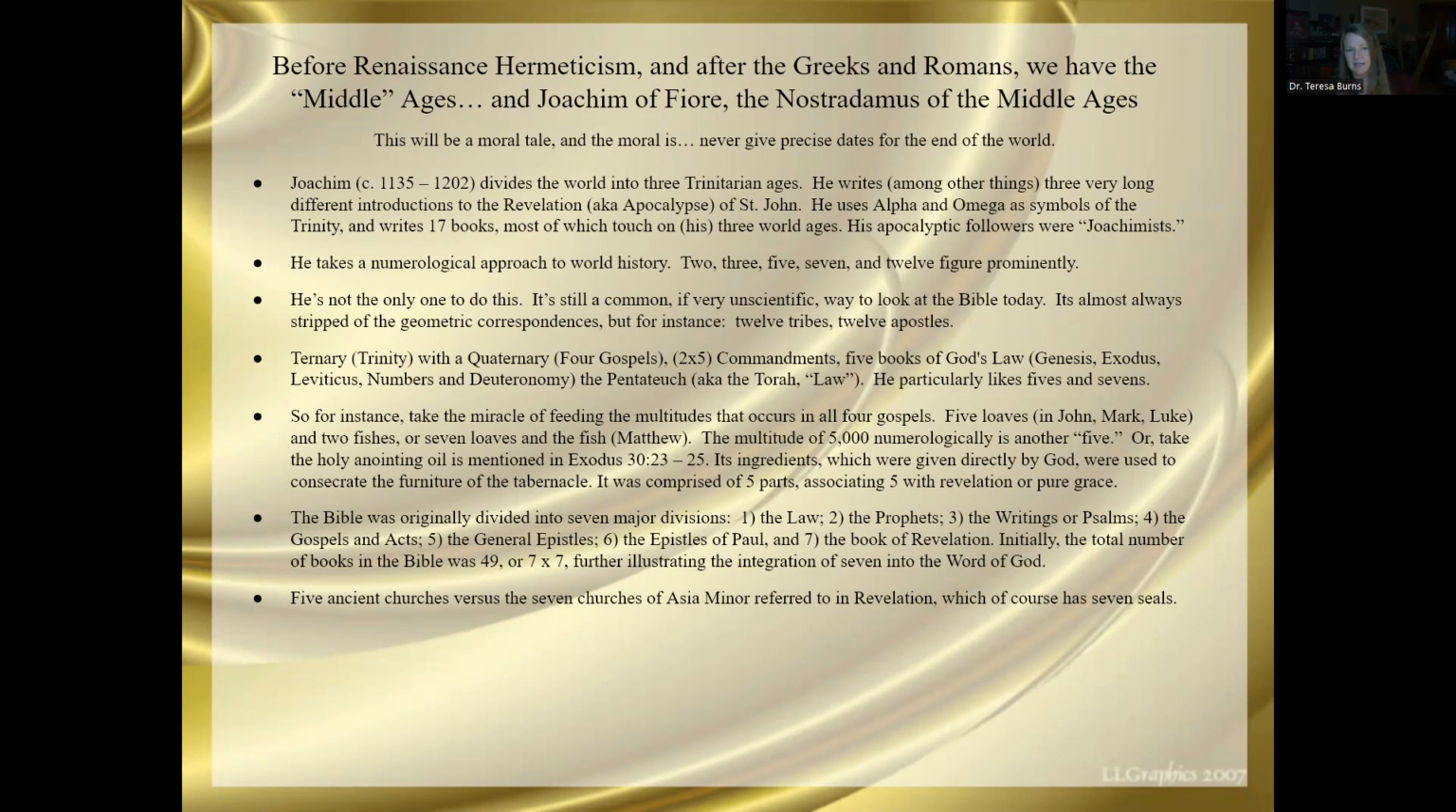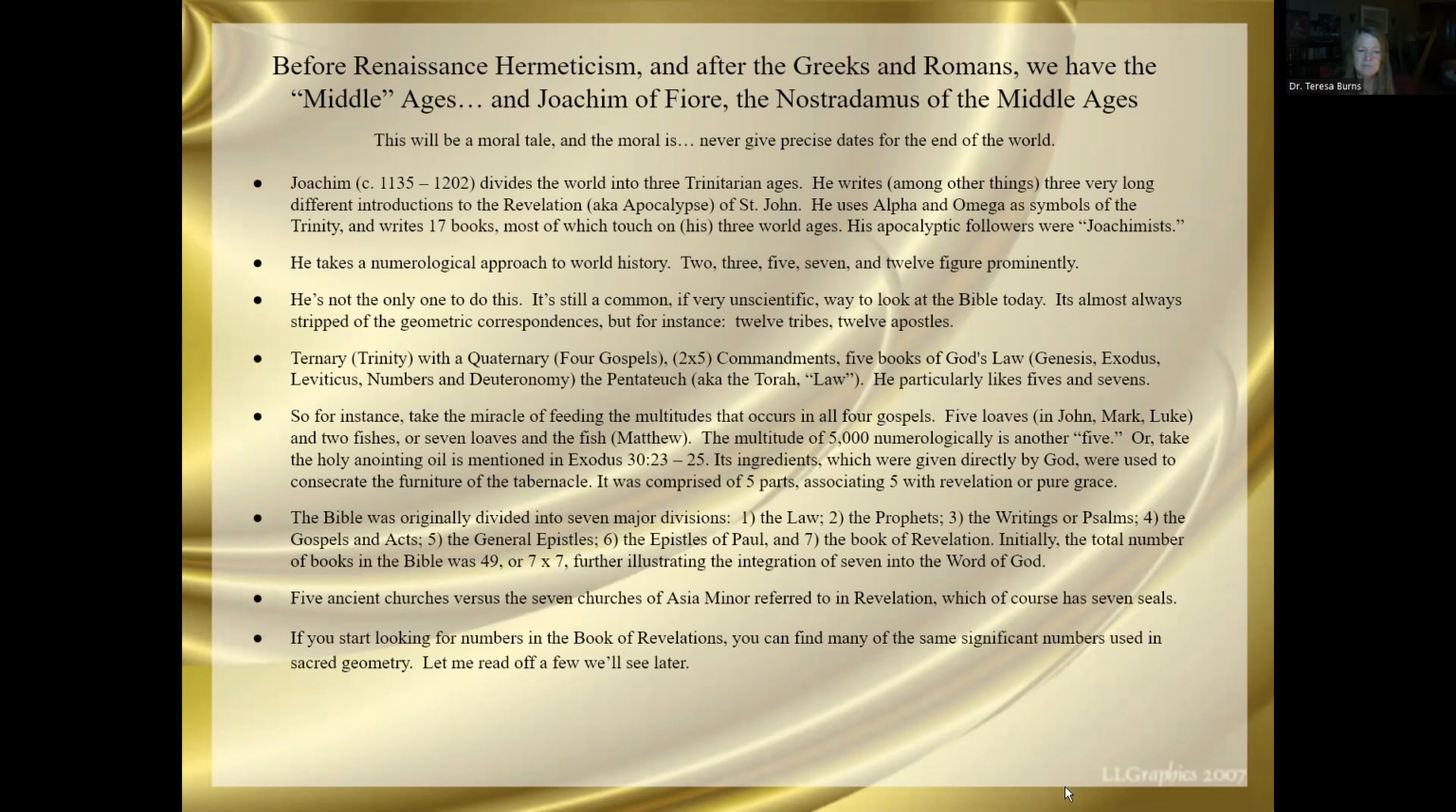So say 5 ancient churches versus the 7 churches of Asia Minor that you get referred to in the book of Revelation. In the book of Revelation, of course, you get 7 seals, 7 lots of other things. If you start looking for numbers in the book of Revelation, you can find many, many of the same significant numbers used in sacred geometry. In fact, pretty much it's a 1-to-1. Let me just give you an example here from a passage that we're going to see in a later theorem.